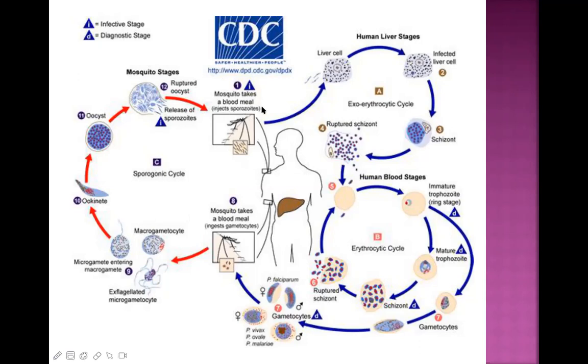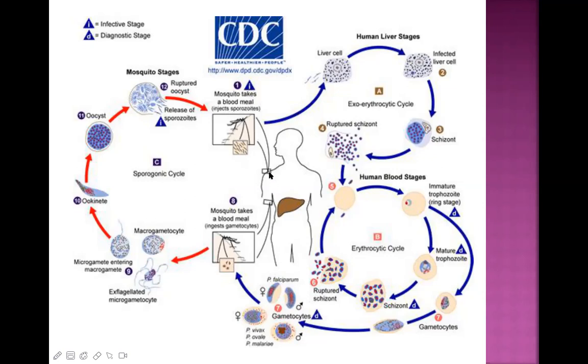Okay, it takes a blood meal. This mosquito is already an infected mosquito, right? So this infected mosquito injects the sporozoites. These sporozoites are the infective form of the malarial parasite. The I is written there. This is the infective form.